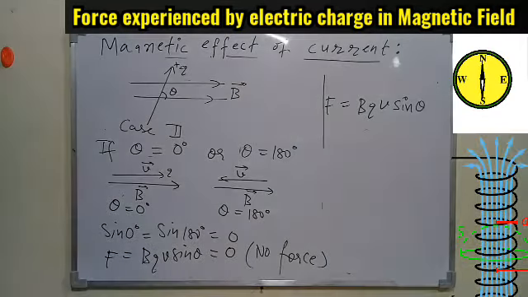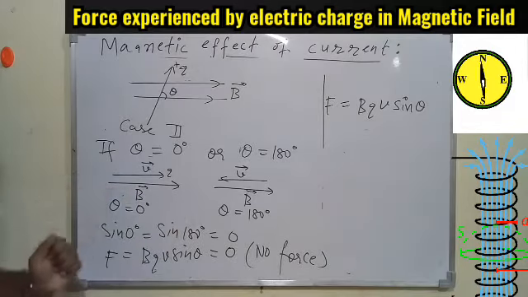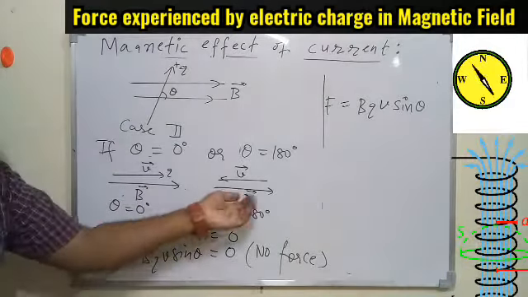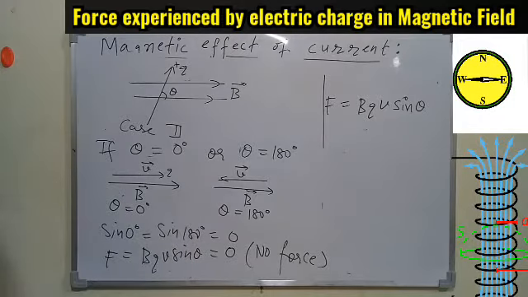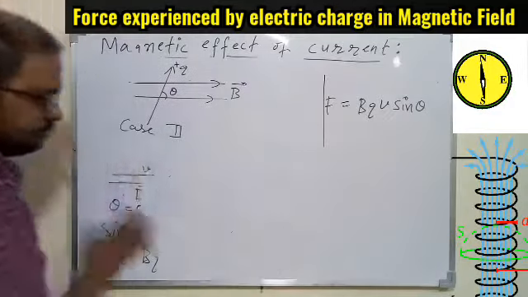So you understood three conditions in which there will be no force on the charge placed in the magnetic field. First, if the velocity is 0, meaning the charge itself is at rest. Second, the charge is moving along the direction of the magnetic field. Third, the charge is moving opposite to the direction of the magnetic field. Okay, no force. And going to case 3.